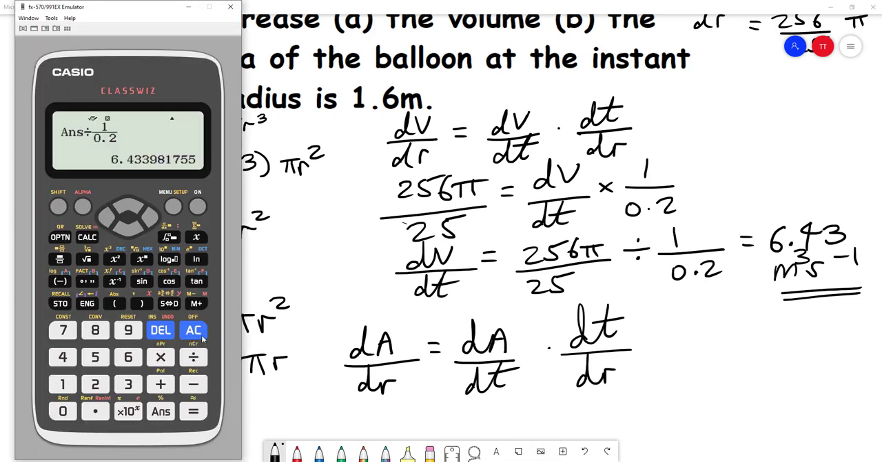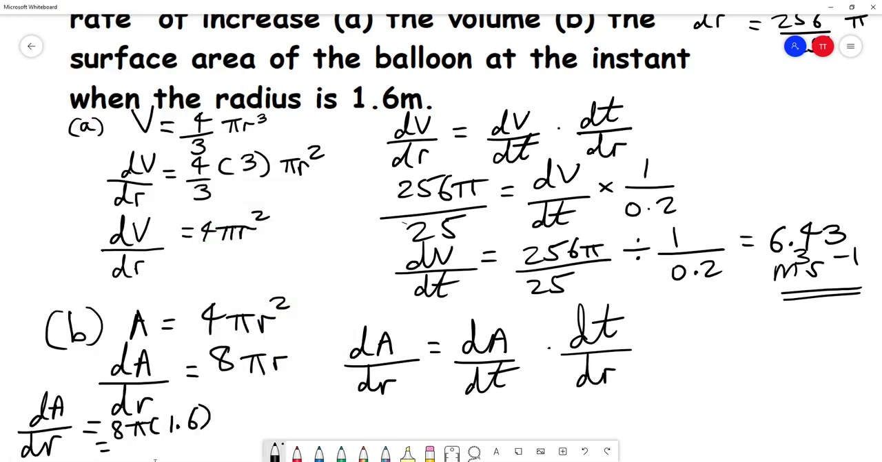So I can say 8 pi times 1.6, that gives me 64 pi over 5. So 64 pi over 5. So I know what dA by dr is. I know what dt by dr is. Now I'm in a position to work out dA by dt.